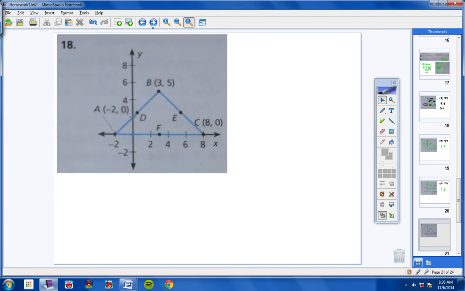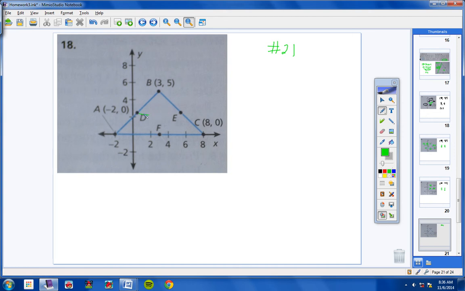Here we go. Now, this is number 22. We're going to do number 21. But here's the thing. They want us to use number 18. So here's what they want us to do. So it's really cool. They want us to prove or verify that DE is a midsegment.